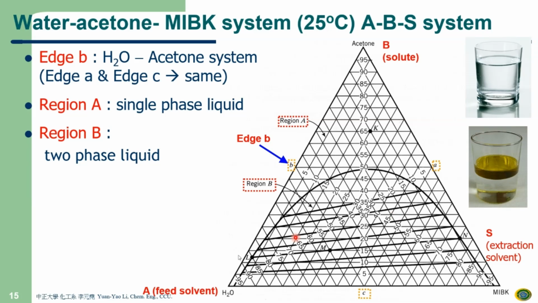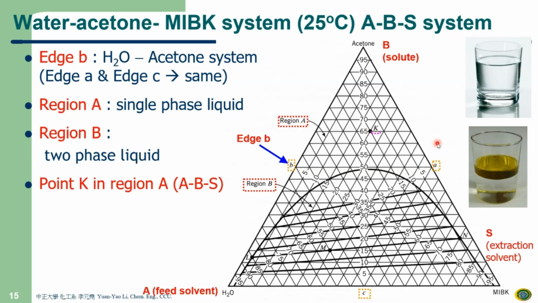Right? So any proportion, any molar fraction in this region will be two phases. And here will be only one phase. Okay, so let's say I address K point here. What's the composition of K point in one phase? What's the composition of the water, acetone, and the MIBK in K point? How to read this?